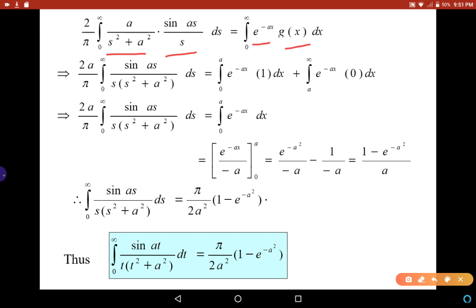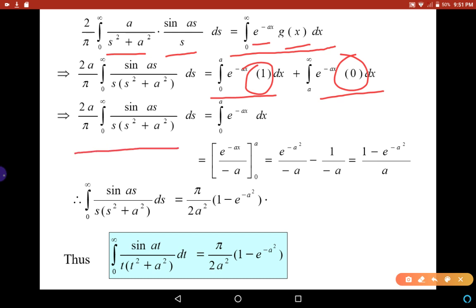Now let us split the integral on the right hand side as integral 0 to a plus integral a to infinity, and substitute the corresponding values of g of x as 1 and 0. So that we get 2a by pi times integral 0 to infinity sin as by s into s square plus a square is equal to integral 0 to a e power minus ax dx. The integral of e power minus ax is e power minus ax by minus a within the limits 0 to a. On substituting the limits, we get the value as 1 minus e power minus a square by a.